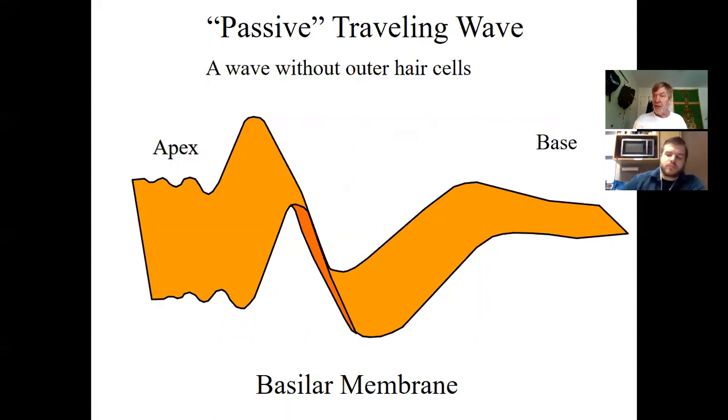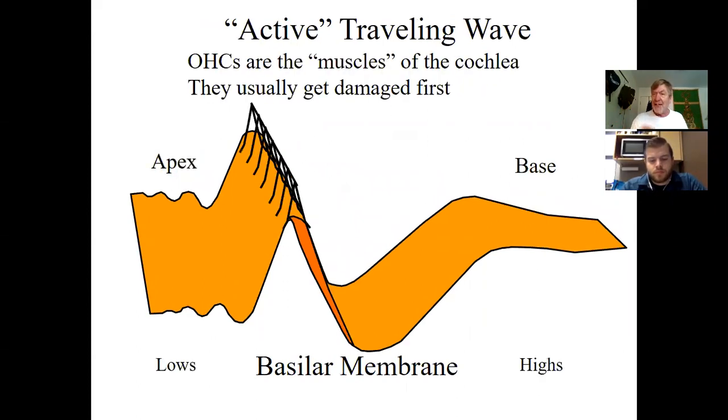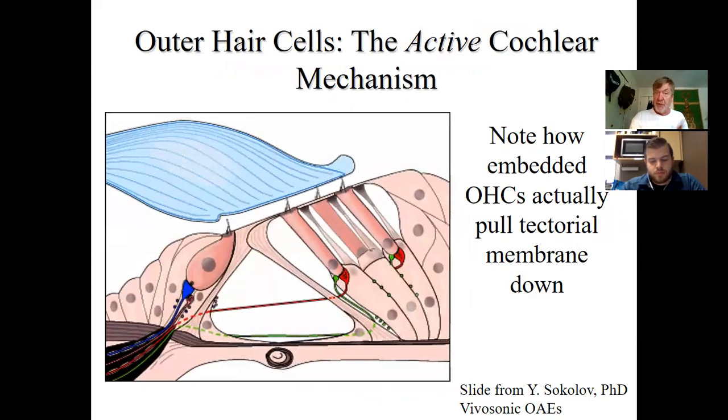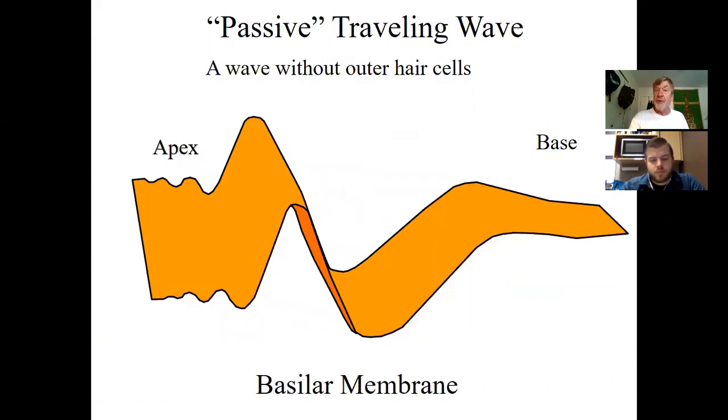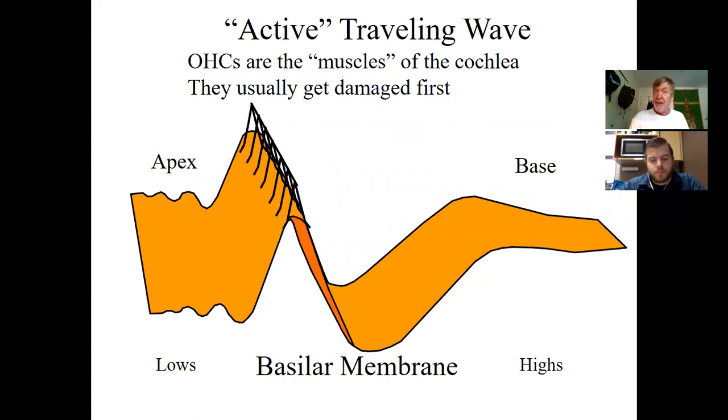So yes, you can still hear, but the amplitude of your traveling wave is smaller. You can't hear till sounds are about 50 dB. You haven't got this extra added amplitude given by the outer hair cells working their butts off by doing this. This action here changes this into this. And those outer hair cells literally mechanically push that traveling wave to be sharper.